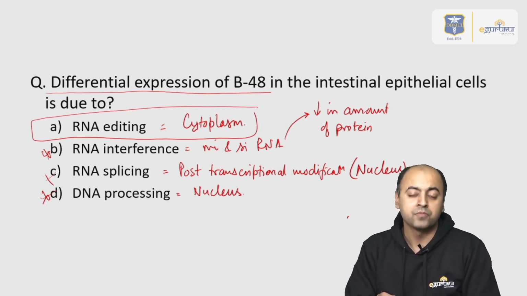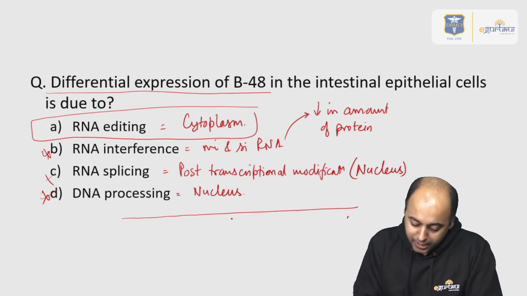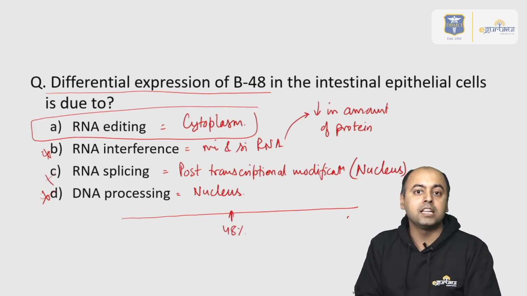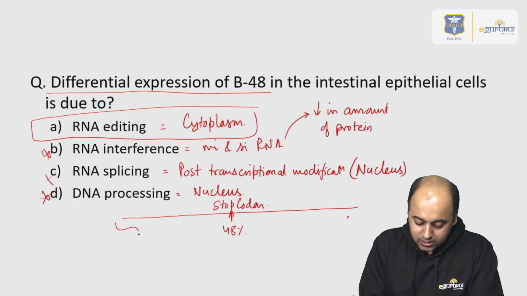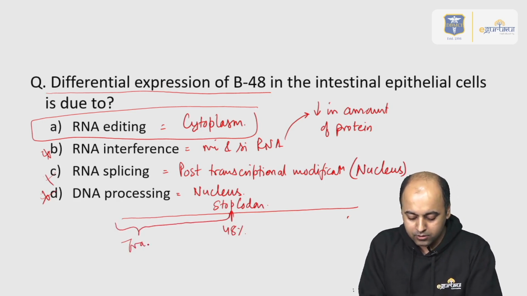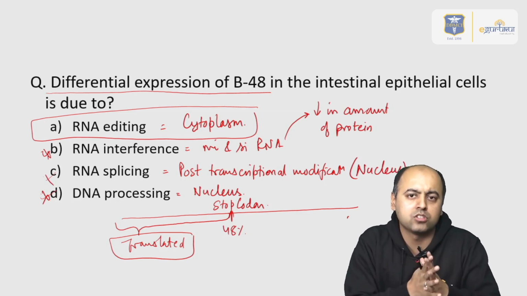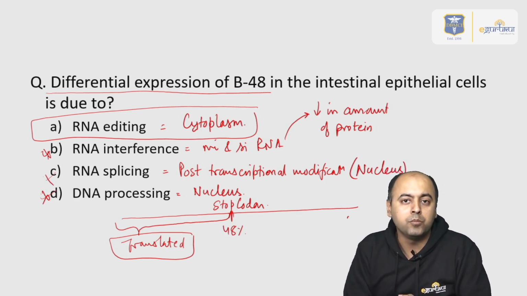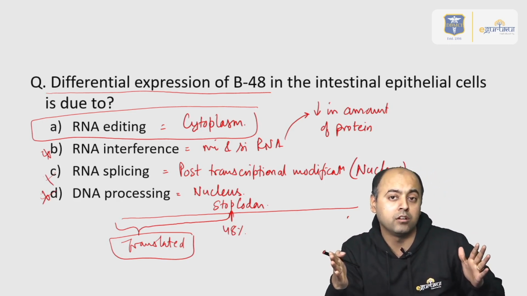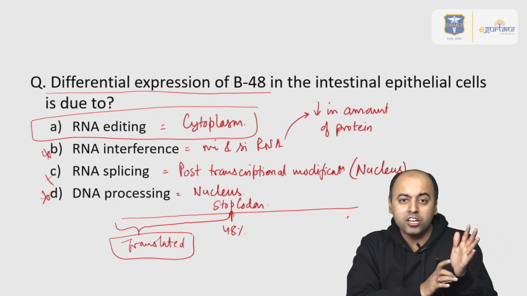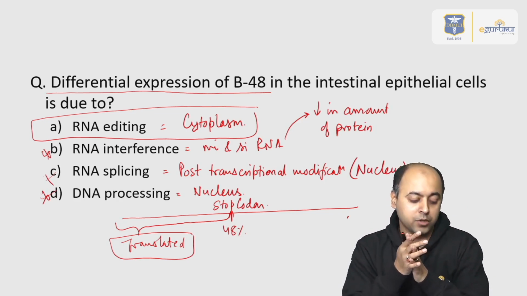RNA editing occurs in the case of intestinal epithelial cells, whereby if we have this messenger RNA at about 48% of the length, a stop codon is generated due to RNA editing. So when the translation occurs, only this part is translated. A smaller protein is formed due to translation of only 48% of the messenger RNA, called the B48 apolipoprotein. If all of the RNA is translated, we get the B100 protein. If only 48% is translated, we get the B48 protein. Remember, 48 doesn't denote the mass, it denotes what percentage of RNA has been translated.